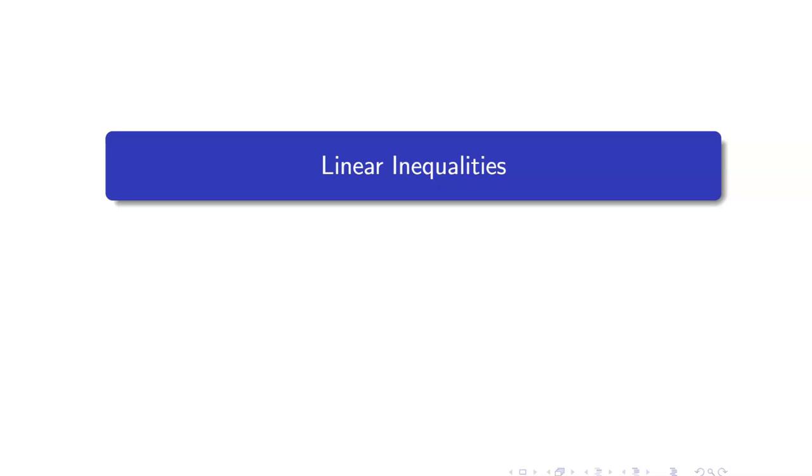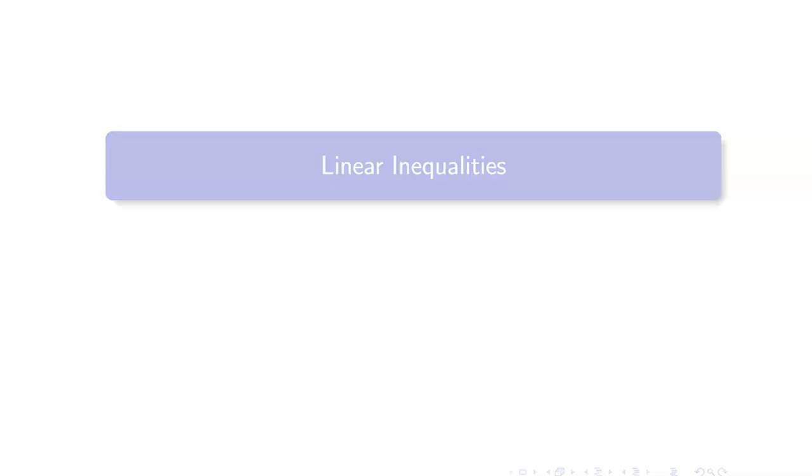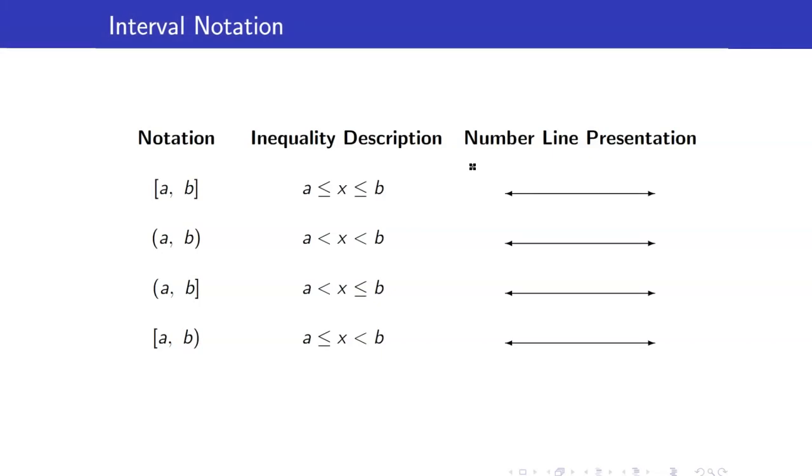In today's lesson, I'm going to discuss linear inequalities. Let us first recall our interval notation. If x is a number between a and b, but x can be a and x can also be equal to b, we use this notation. We represent it graphically like this one. X can be any value between a and b, including a and b.